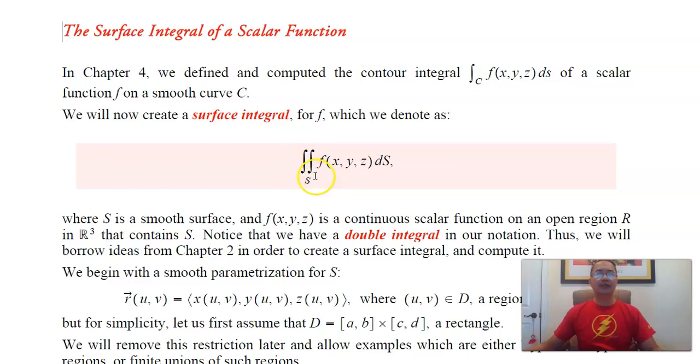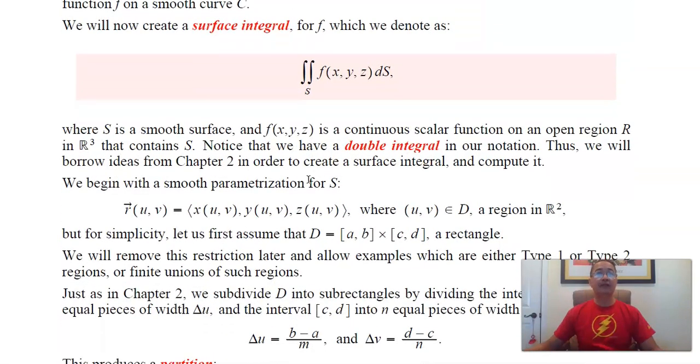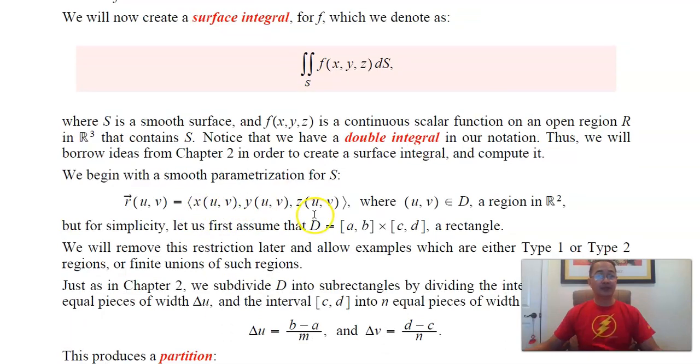As the notation implies, instead of an integral in one variable that we did in chapter 4, we are going to have an integral in two variables. Why? Because a parametric surface has two parameters, u and v, in the parametrization. So we will assume that S has a smooth parametrization given by x of u,v, y of u,v, and z of u,v, where u and v are from some domain, a region in R2.